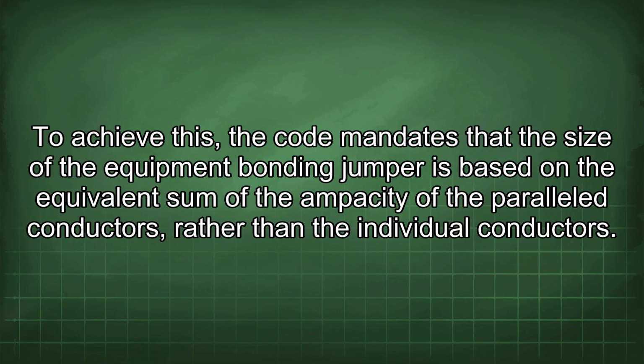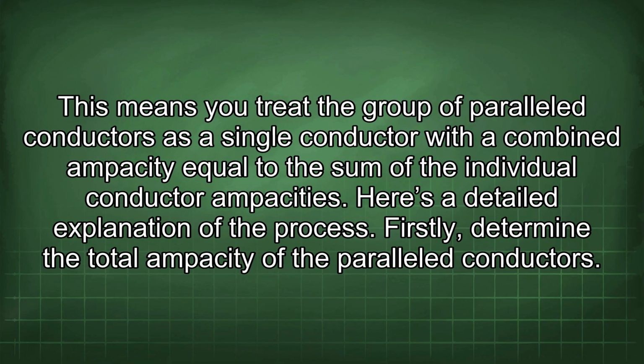To achieve this, the code mandates that the size of the equipment bonding jumper is based on the equivalent sum of the ampacity of the paralleled conductors, rather than the individual conductors. This means you treat the group of paralleled conductors as a single conductor with a combined ampacity equal to the sum of the individual conductor ampacities. Here's a detailed explanation of the process.